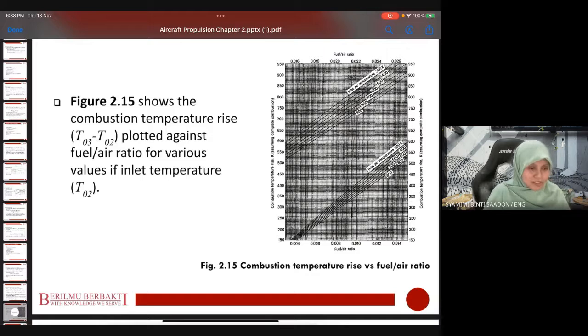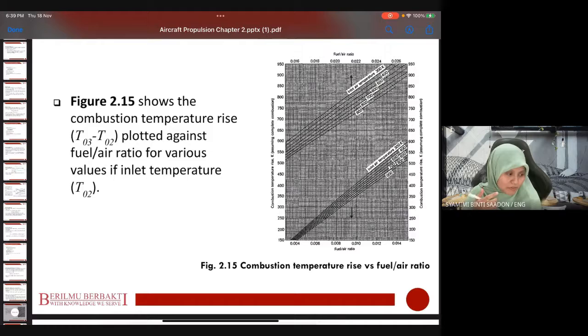So the combustion, okay, this diagram we can actually use, figure 2.15, combustion temperature rise versus the fuel to air ratio. We can use this diagram for the gas turbine cycle. If you know the inlet air temperature during the combustion process, and we know the temperature rise, the temperature difference within the combustion chamber, we can use this diagram to find the fuel to air ratio.